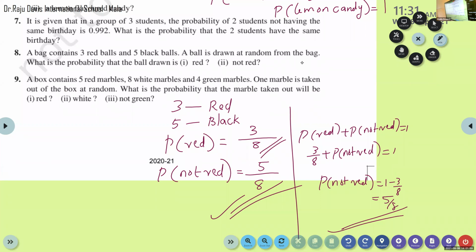Now try the ninth one. Very simple questions. Make it fast.